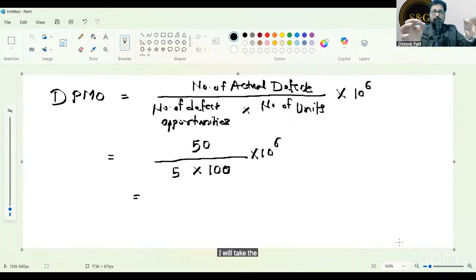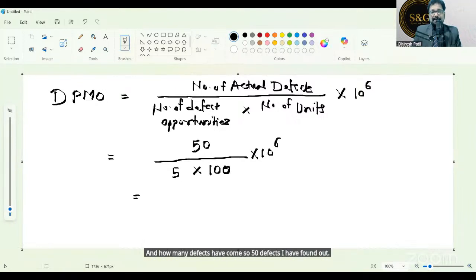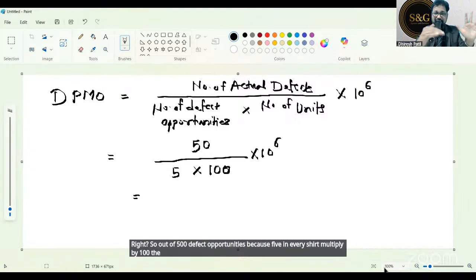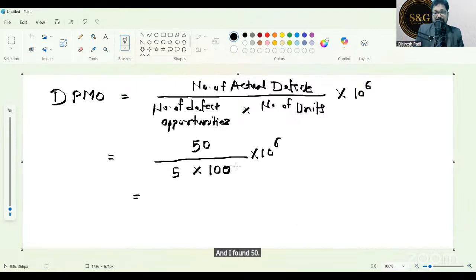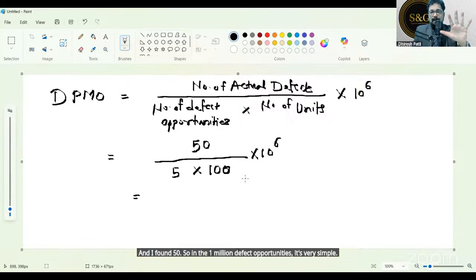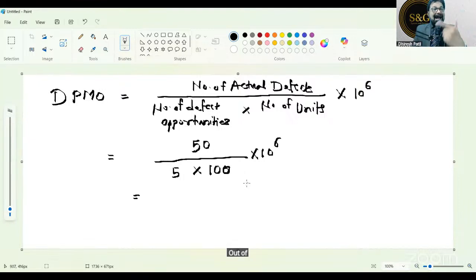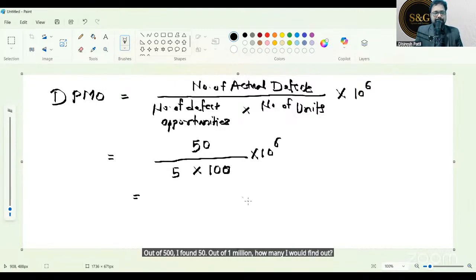I will take the third one. So I will check for every shirt. I will check all the 5 defects and how many defects have come. So 50 defects I have found out, right? So out of 500 defect opportunities, because 5 in every shirt multiply by 100, the total defect opportunity is 500 in the denominator, and I found 50. So in the 1 million defect opportunities, it's very simple. Out of 500, I found 50. Out of 1 million, how many I will find out? So the answer is 1.